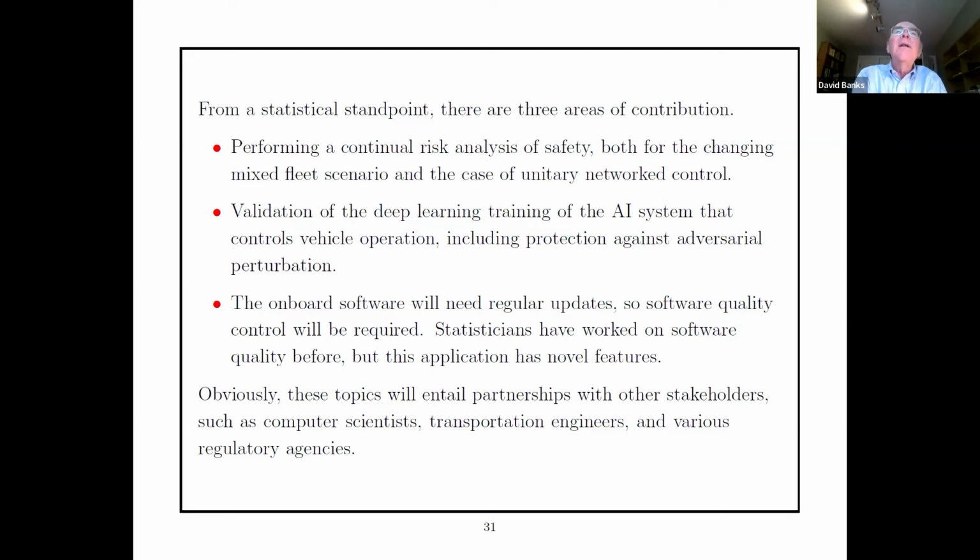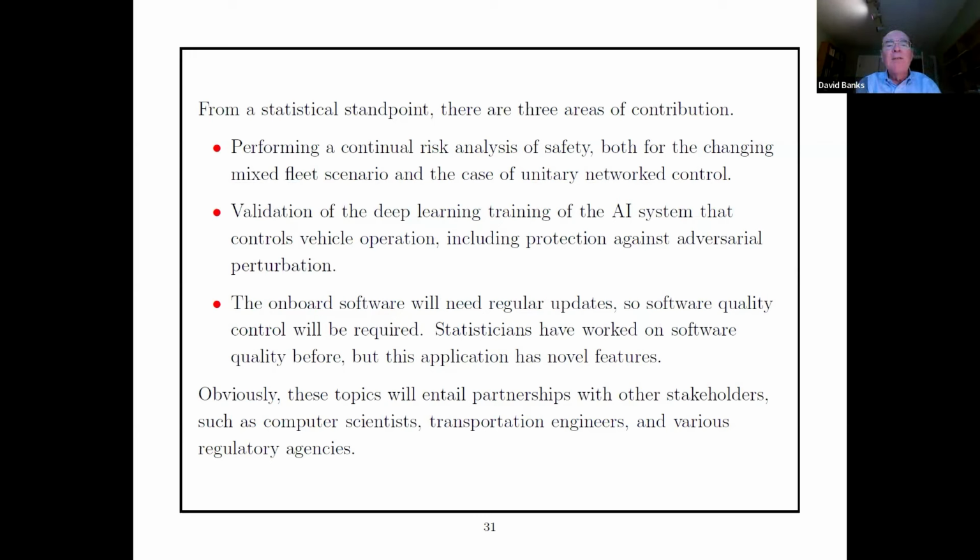And I can imagine that one day I might walk down to my AV, get into the car, and say, take me to Duke. And it says, I'm sorry, Dave, I can't do that. There's snow on the ground. And that would be a sensible and realistic response if, in fact, risk analysis shows that I'm a better driver when there's snow than the AV is.